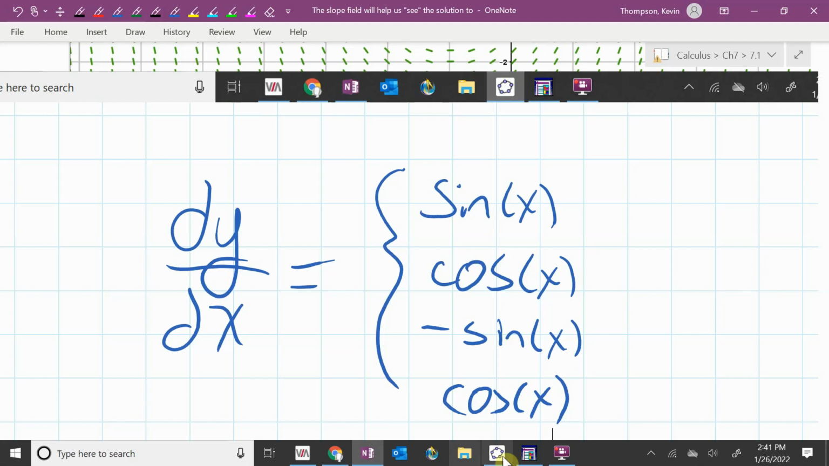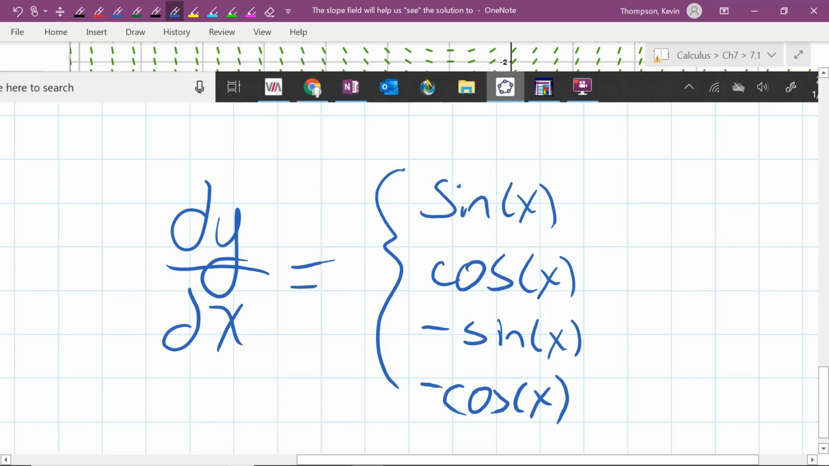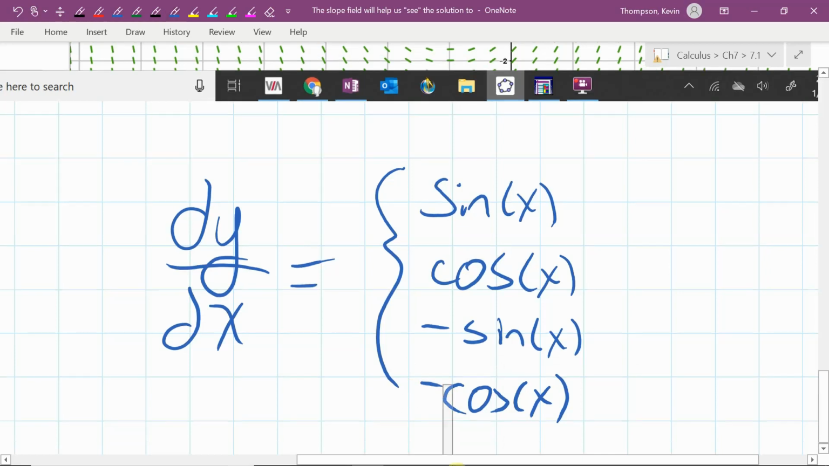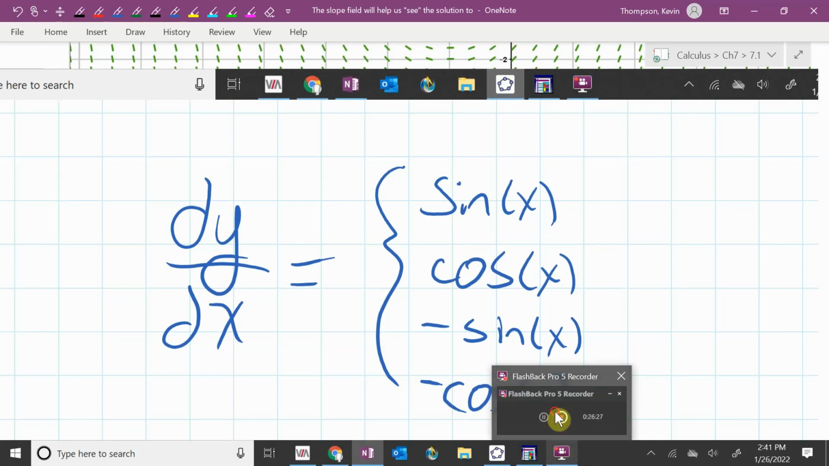So, give me 1 second. That was supposed to be negative. Yeah, it didn't mark it again. I don't know why my pen is skipping. Yep, so negative cosine. So sine, cosine, or their opposites.